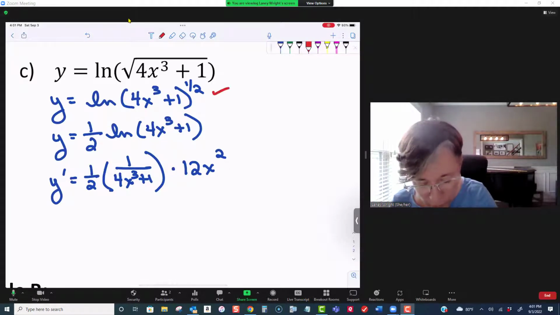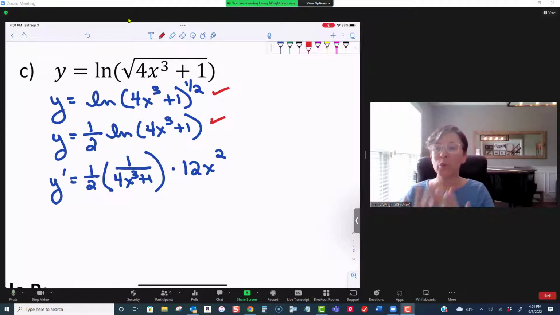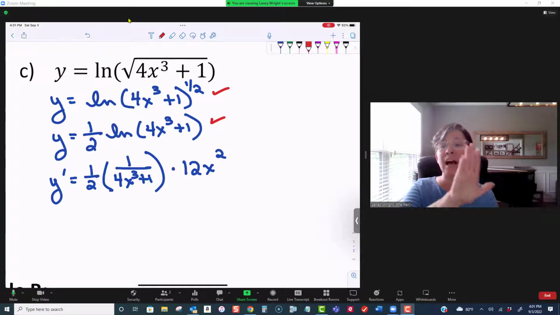These two here, from here to here, I'm just rewriting the square root as a power of 1/2, and then I used a logarithm property that allows me to move that exponent to the front. Those have nothing to do with derivatives. So I didn't put the derivative symbol there until I was ready to take the derivative.